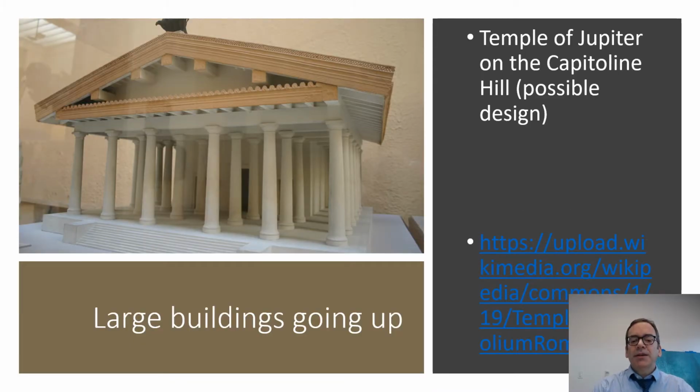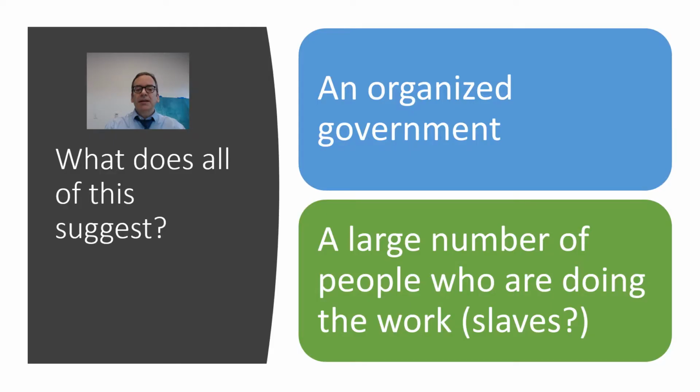What I've got here is a possible design of the Temple of Jupiter on the Capitoline Hill. A fairly large structure, and I've given you the link here where I've gotten this. So you've got them filling in the Forum with 10,000 cubic meters of material. You've got large buildings going up sometime in the 500s. Again, what this is really telling us is that there is a government, there is an economy, there is a social structure regarding who's building this and who's directing the building. We may not know all the details, but that's exactly what these buildings are telling us.